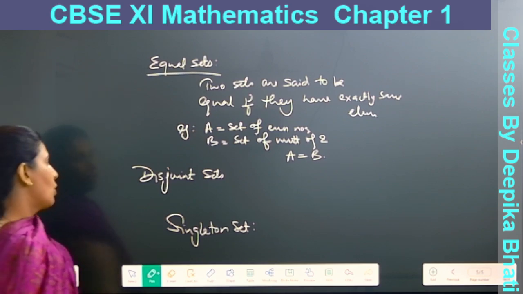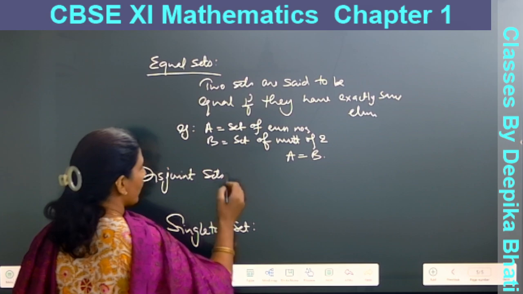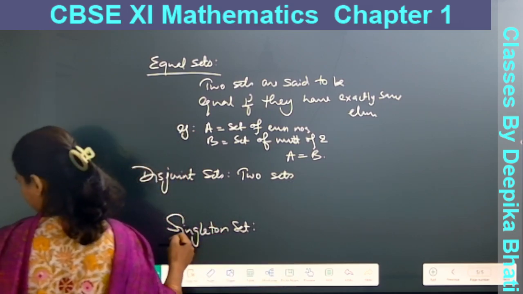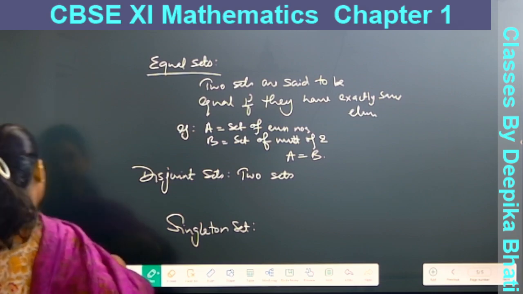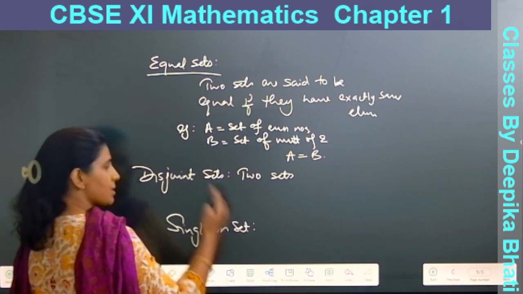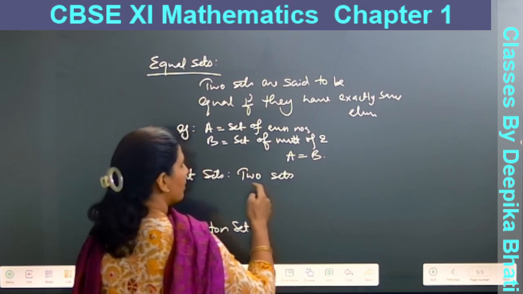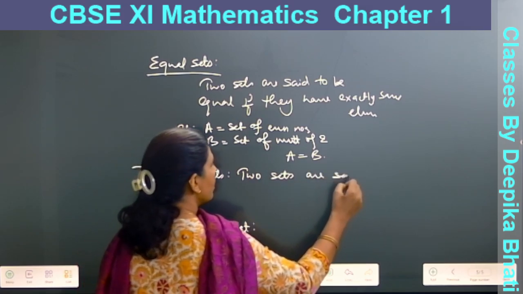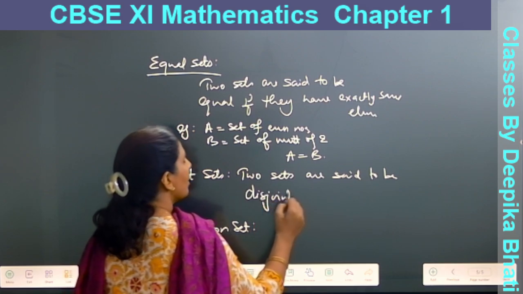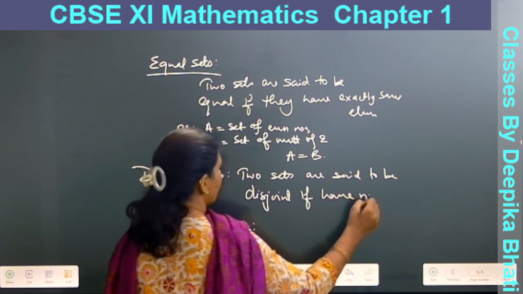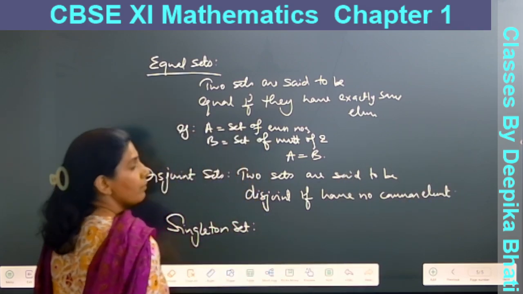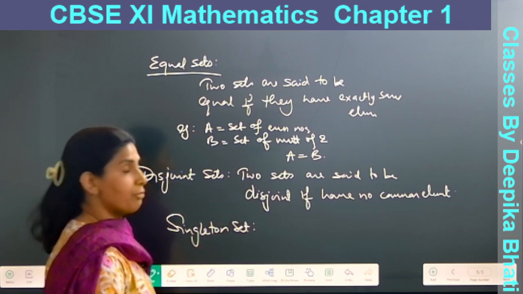Right? So whenever we call two sets disjoint, A intersection B is equal to the null set. But so far we haven't started intersection, so we are just briefing the definition without using that particular word. Two sets are said to be disjoint if they have no common element. Each and every element is different in both sets.